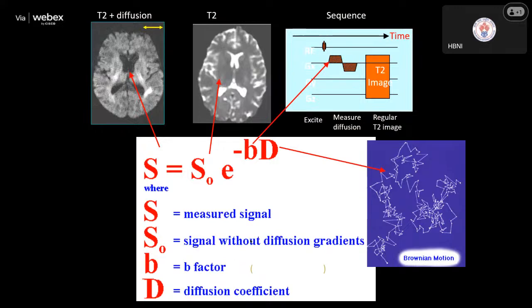Yes, okay, sir. And then, this is the equation for the diffusion, like you had contrast for T1, T2 contrast. So diffusion is governed by this equation: S equals S naught e to the power minus bD, where D is the diffusion coefficient, the ADC. b is called the b factor. S is the measured signal when you apply the diffusion gradient. S naught is the signal without diffusion gradient. And we will discuss the b factor a little later.